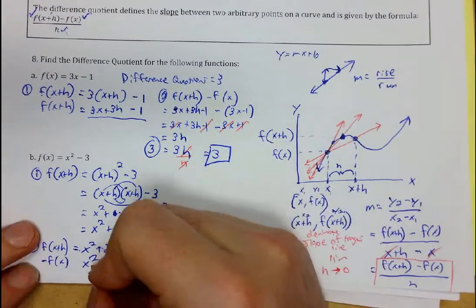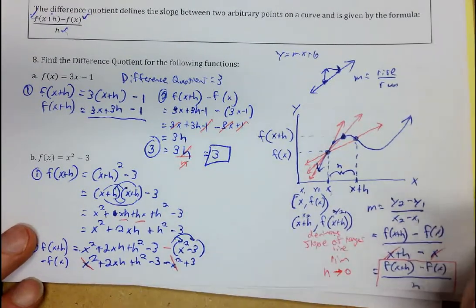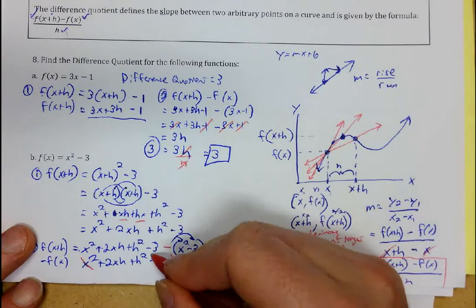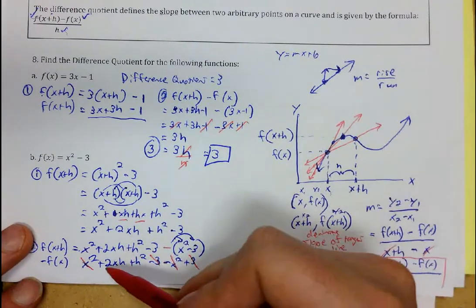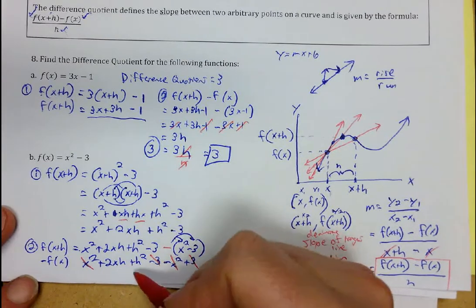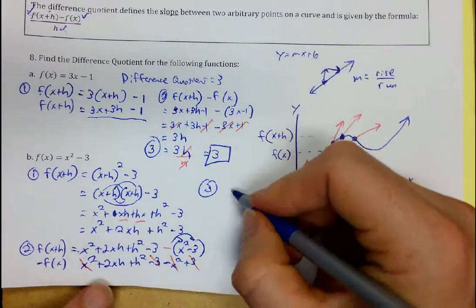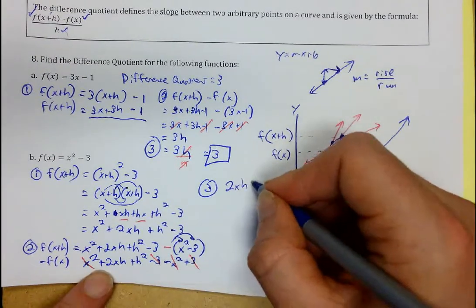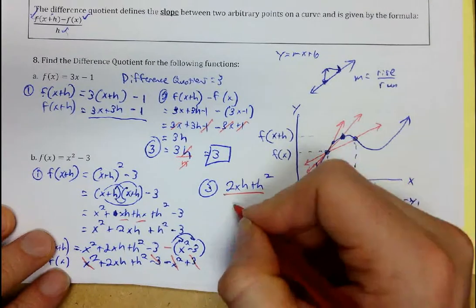If we've done this correctly, we should have something that cancels. And it looks like we've got an x squared and a minus x squared that'll cancel. We've got a negative 3 and a positive 3 that'll cancel. So I don't have a whole lot. I've just got these terms, 2xh plus h squared. So for step 3, I'm going to take my 2xh plus h squared, and I'm going to divide it by h.